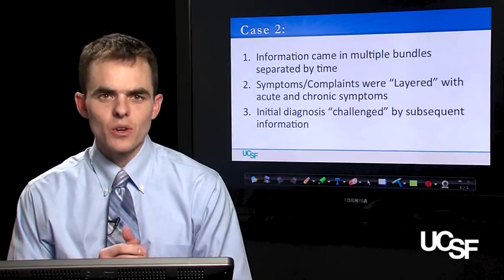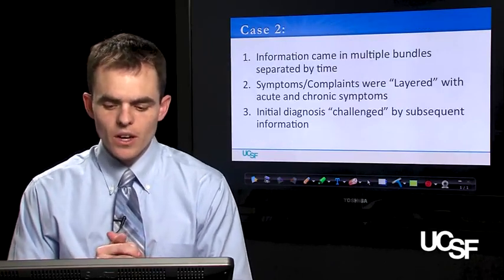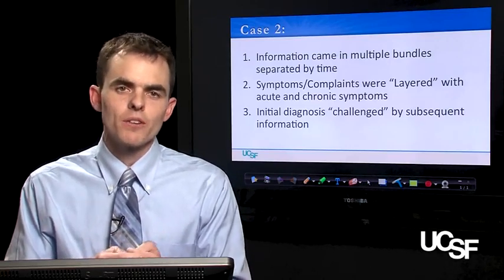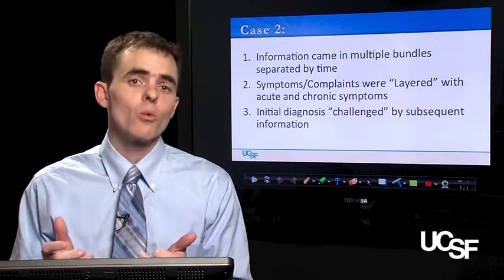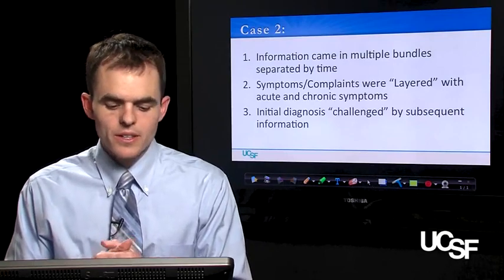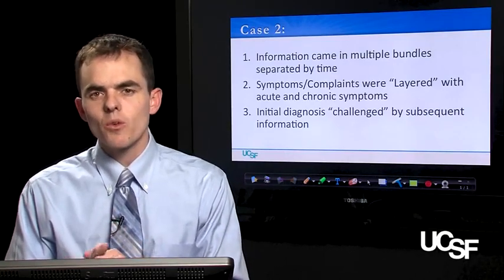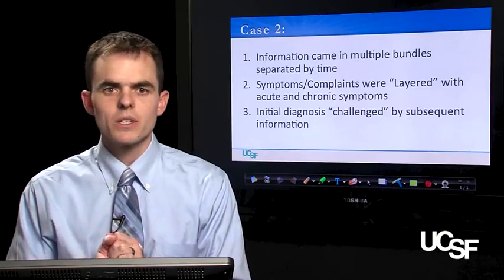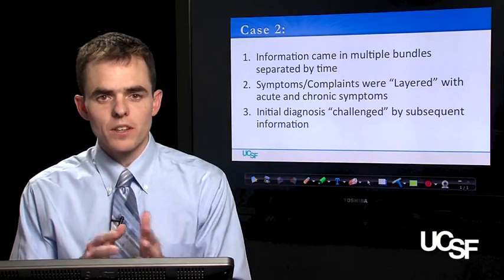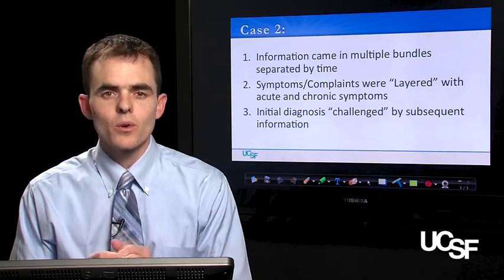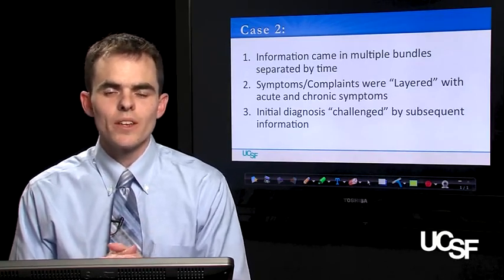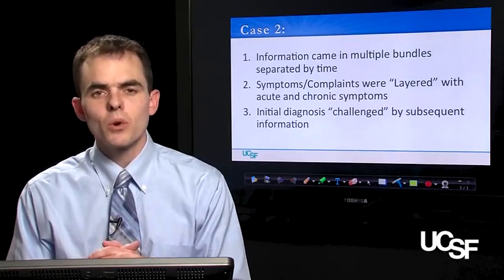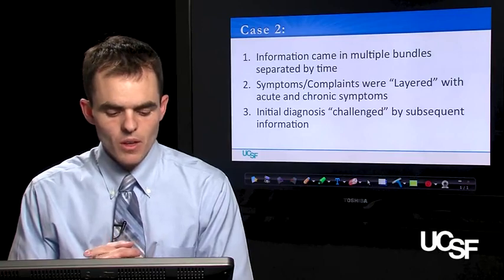So what made this case so complicated? First of all, you really get a sense of information coming in multiple bundles separated over time. In fact, this might have happened over a week or so. The symptoms and complaints weren't totally straightforward. In fact, they were layered. There were some acute symptoms and some chronic symptoms. For instance, on the lung exam, there were layered findings in a way. You had the rhonchi, and maybe the crackles were there, maybe they weren't. But there were multiple layers to this information.